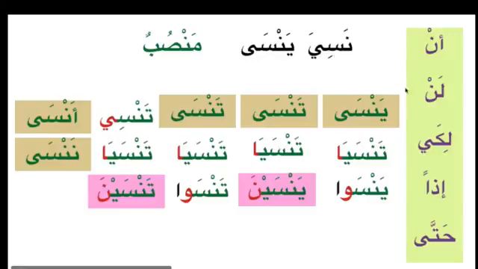If you see, these are the harf which make the mansoob harf nasb: an, lan, kay, idhan, hatta. So an yansa, huwa yansa, huma tansaya. Here the ya becomes visible from huma, and this alif is the musanna of the fa'il. The noon of marfu is dropped to make it mansub. So we know this tansaya is mansub. Yansaw: an yansaw, or lan yansaw. Here yansawna becomes yansaw because the noon is dropped.